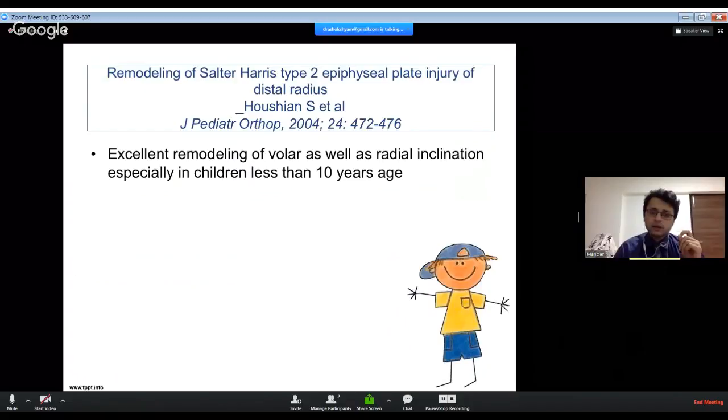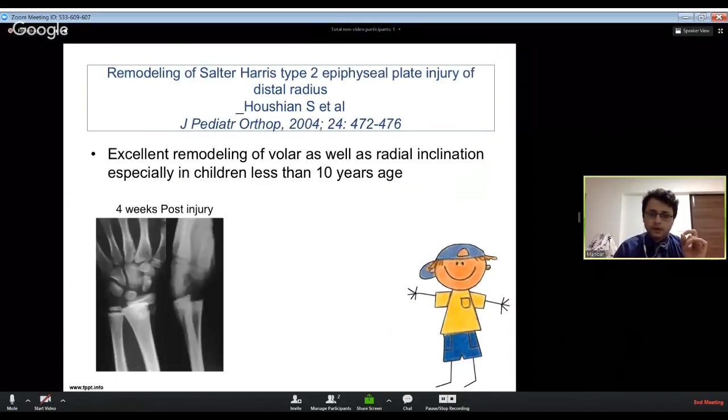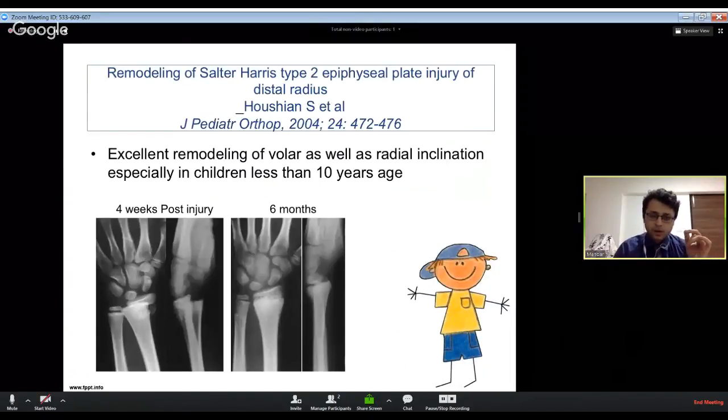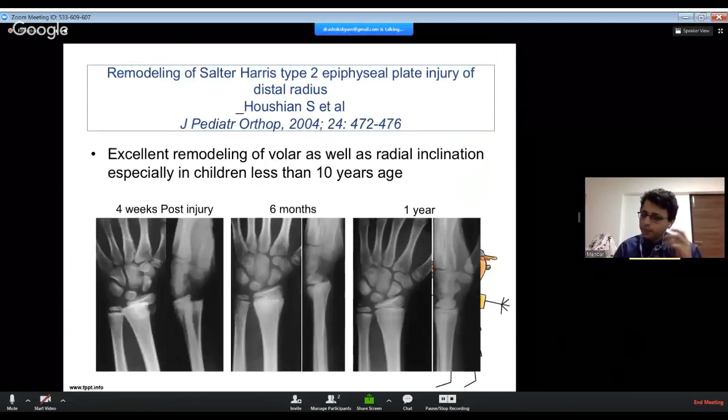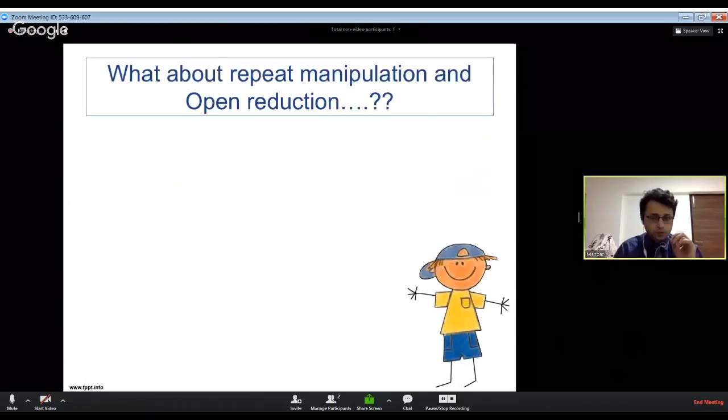We should remember that there is an excellent remodeling of type 1 and type 2 physeal injuries of the distal radius, which has been described by Hosseini et al. in 2004. So you can see that this similar X-ray at 4 weeks almost completely remodels at 6 months and completely remodels at 1 year. So do not retouch a physeal injury after about 2 weeks or so.